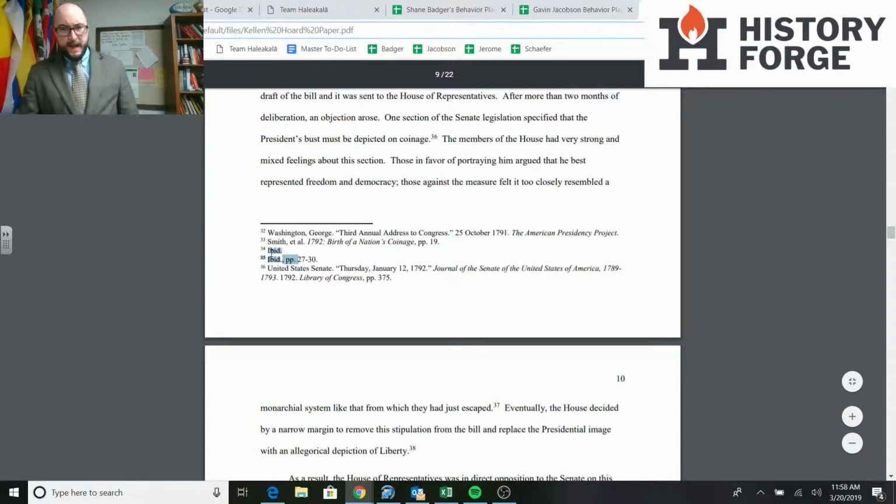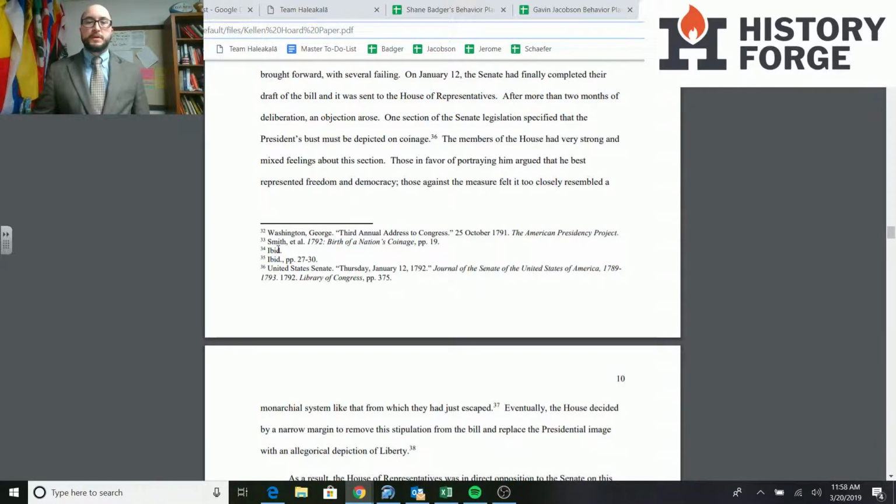Notice that these things say IBID. IBID's a really interesting way to do footnotes. It basically means that the footnote before it is the information. So instead of repeating Smith, et al., 1792, Birth of a Nation's Coinage, page 19, saying IBID means that you're just repeating the source.